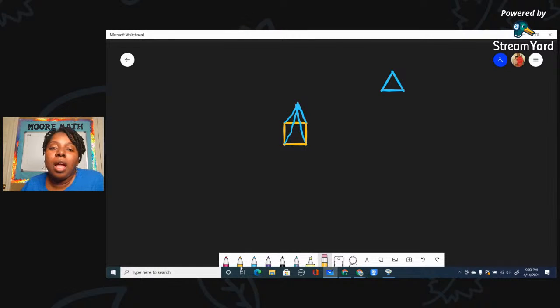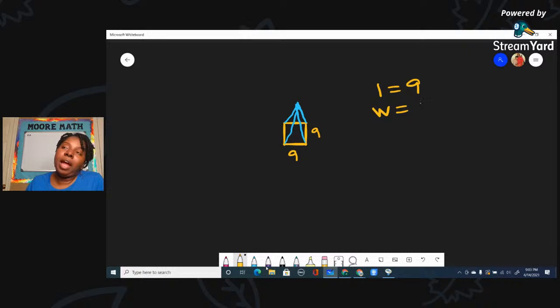Here we have a pyramid. All the faces are triangles. Let's start with that base. Since it's a square, let's say one side is 9, and the other side is 9. So our length is 9, our width is 9, and our height is, or you know what, actually, our area is 243. Find the height.